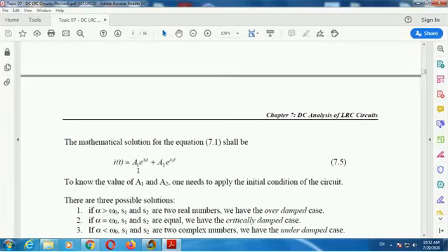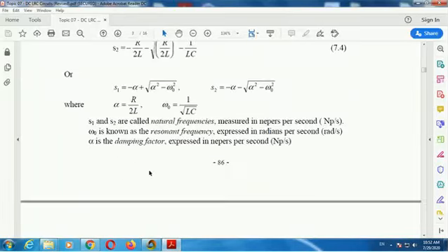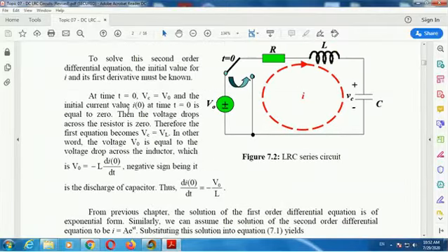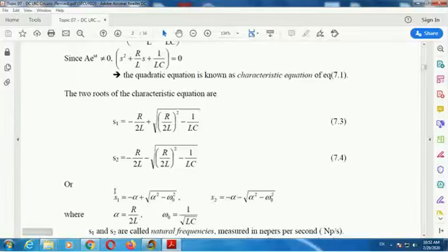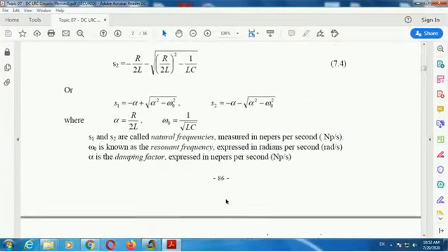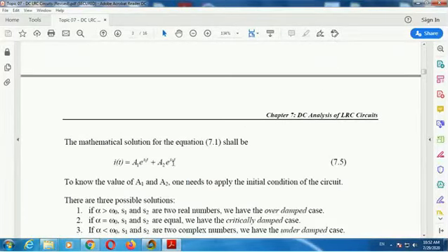To know the values of A1 and A2, we need to apply the initial conditions of the circuit: I0 at t equal to 0, and the first derivative of the initial current, minus V0 over L. S1 and S2 are given by this one. Then we substitute here and we get the general equation.